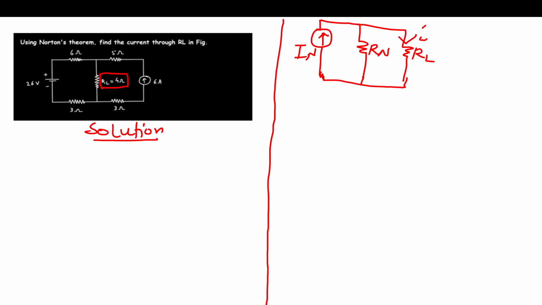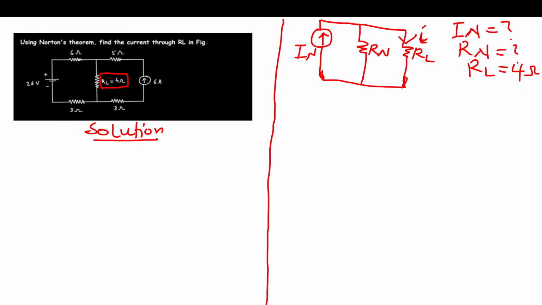Now inside this circuit, we have IN. That means we would need to find IN. We have Rn. That means we would need to solve for Rn. And then RL, which is the load resistor, is 4 ohms, because that is the resistor we are trying to find the current through. So our task here is to find IN, find Rn, and then put it in this circuit, and then find I using current division.